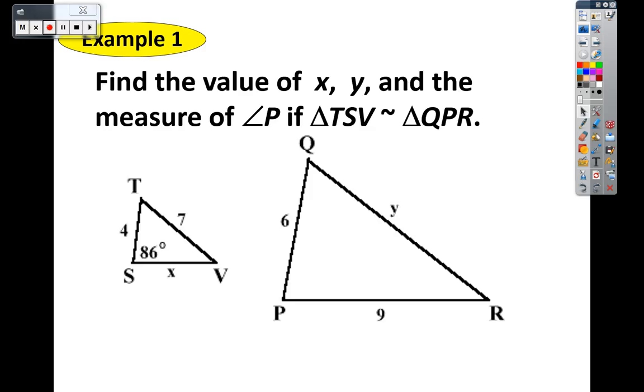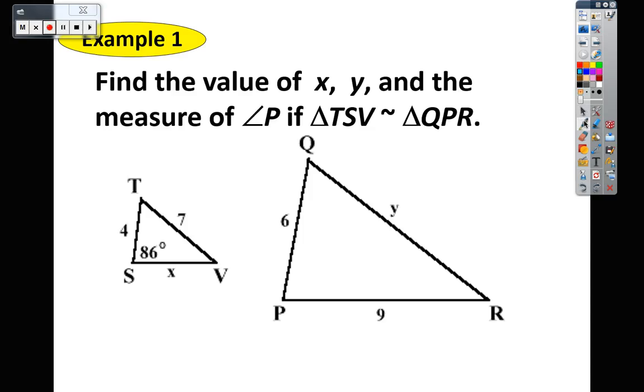Alright, so to find the value, you have example 1. Find the value of x, y, and the measure of angle P if triangle PSB is similar to triangle QPR. We spoke about in the geometry unit how the angles that correspond in similar figures have congruent angle measures. So this angle is congruent to this angle. When it asks for angle P, we look at angle S. Angle S is 86 degrees, so angle P equals 86 degrees, because angles measured in similar figures are congruent.